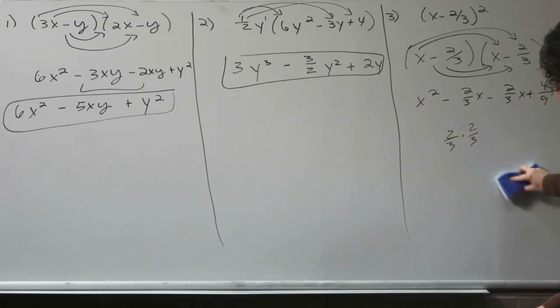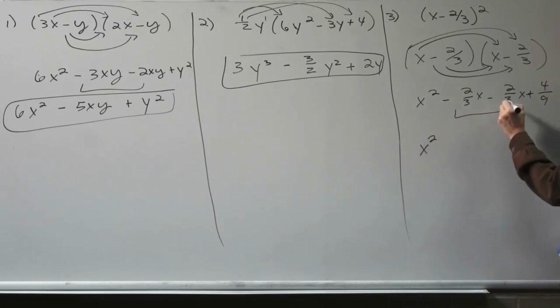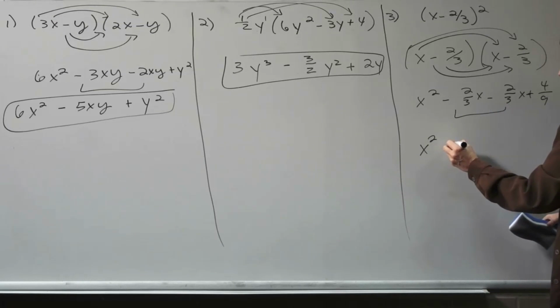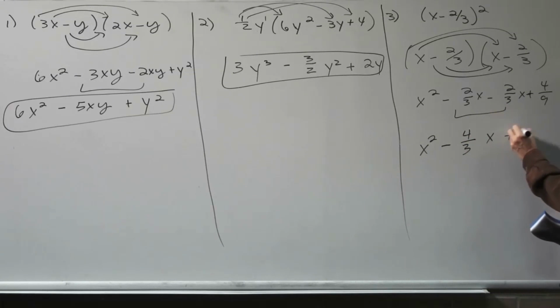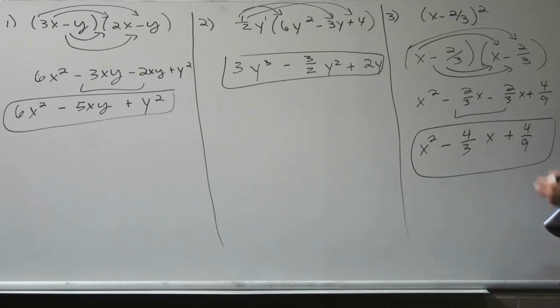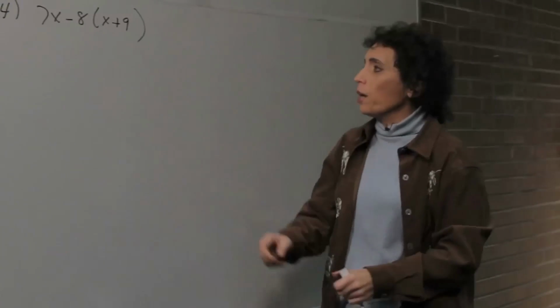Okay, now we're looking for like terms. We have x squared. These are like terms because they both have just x, and they're easy to add because they have the same denominator. So I owe you 2, I owe you 2, I owe you 4. Keep the denominator. So this is your answer: x squared minus 4/3 x plus 4/9. How cool is that?